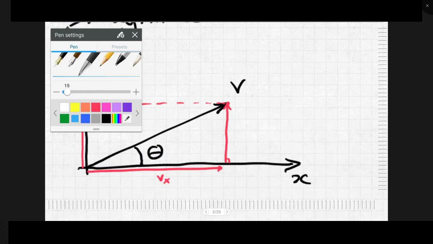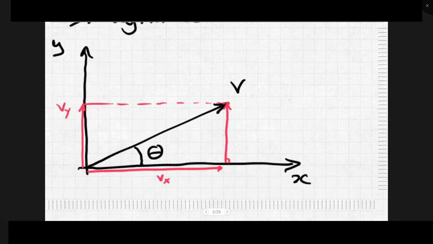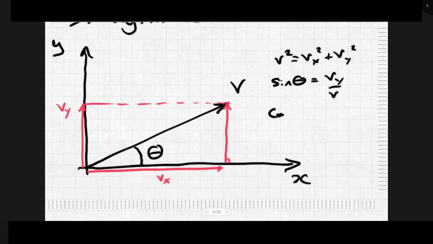And so you're always looking basically to turn a vector into a triangle of vectors, and the triangle is made up of its components. And it means that I can write v squared is vx squared plus vy squared. It also means I can write sine theta is Vy over V, cos theta is Vx over V, and tan theta is Vy over Vx.